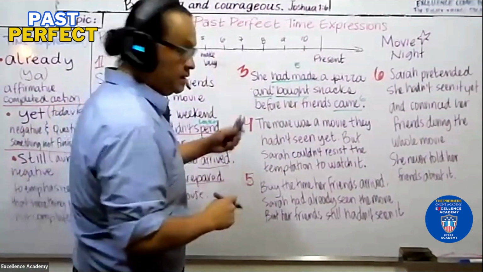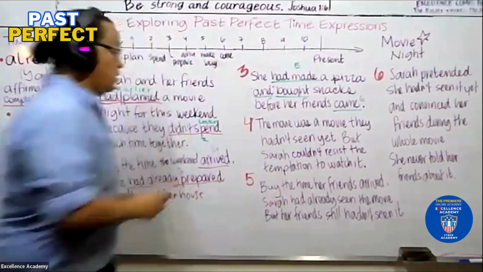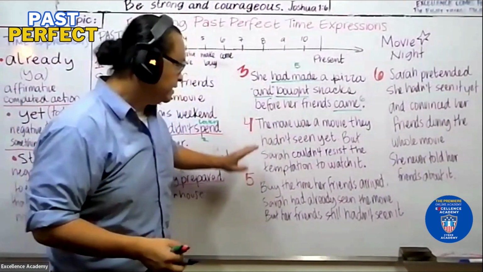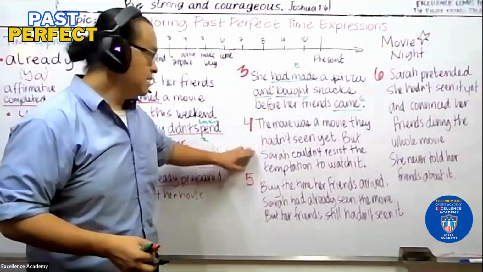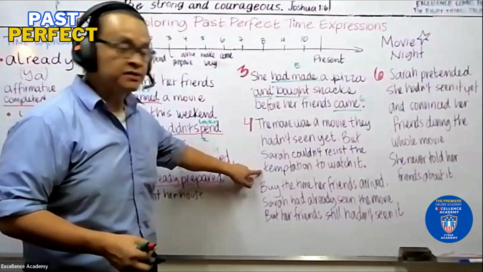Number 6 would be friends came, right? Friends come. Okay, let's go to number 4. The movie was a movie they hadn't seen yet, but Sarah couldn't resist the temptation to watch it.